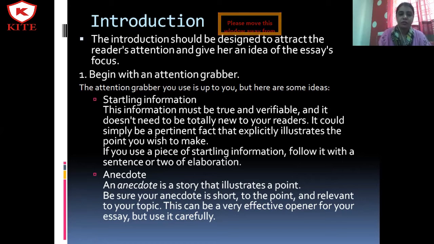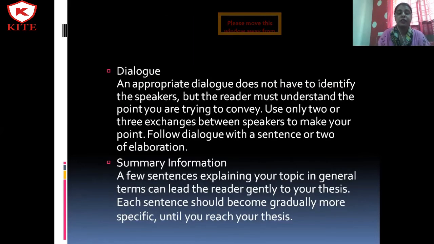Okay, other attention grabbers: dialogue. You might have seen some important leaders or good speakers talking with their audience and beginning their conversation by asking them a few questions. For example, if a political leader is addressing a rally, he will come and ask them, okay, how are you all? I hope you are feeling good. You people have come so far just to listen to what I am saying.